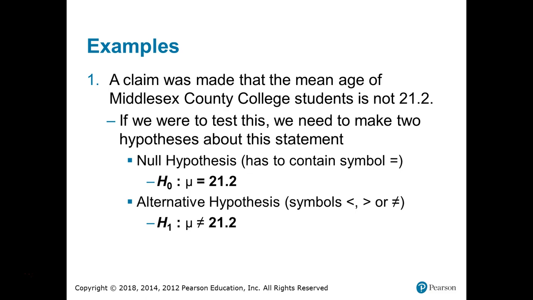Okay, so a claim was made that the mean age of Middlesex County College students is not 21.2. So the mean age of the population is not 21.2. So now we want to test this. So we need to make two hypotheses about this statement. The null hypothesis has to contain the symbol equal. So we are saying that the null hypothesis is that the mean of the population is equal to 21.2. And then if the null hypothesis is equal to 21.2, the alternative hypothesis is saying that no, the mean is not equal to 21.2.